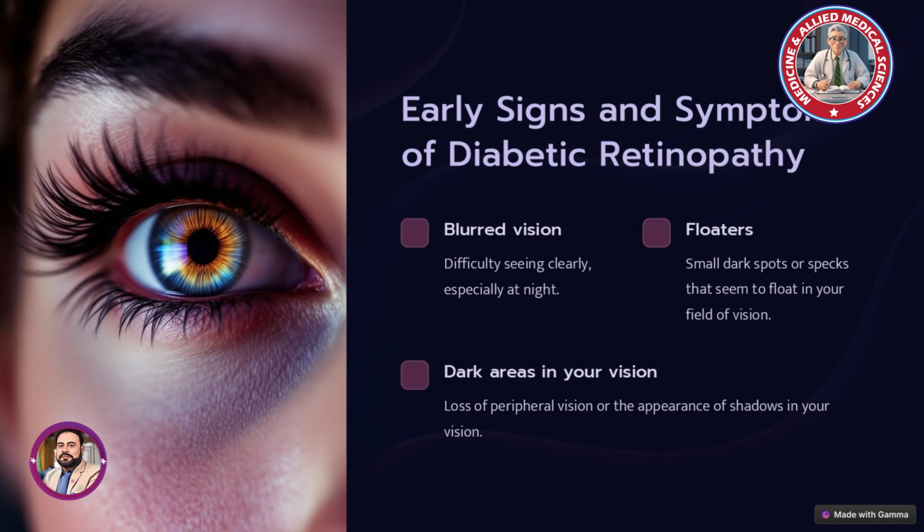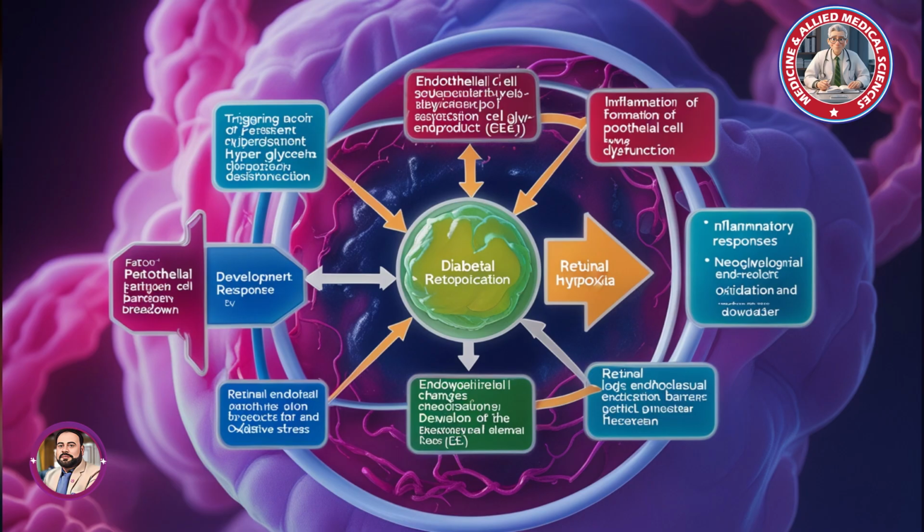However, as it progresses, certain signs may appear, indicating damage to the retina. Early detection is key to preventing further vision loss. 1. Blurred vision. Blurred vision occurs when high blood sugar causes swelling in the retina, distorting its structure. This can lead to intermittent blurriness, especially during tasks like reading or night driving. It may worsen over time, particularly in diabetic macular edema, DME.